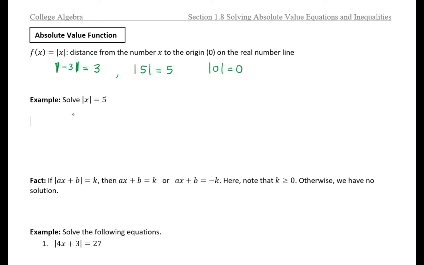So when we have an equation like absolute value of x equals 5, you try to figure out the numbers whose distance to the origin is 5. Like on the number line, this is the origin. You look for the numbers whose distance to the origin is 5. We have two such numbers. One is 5 itself, the distance from 0 to 5 is 5, and the other number is -5. The distance from -5 to 0 is 5. So for this problem, the solutions are x equals 5 or x equals -5.